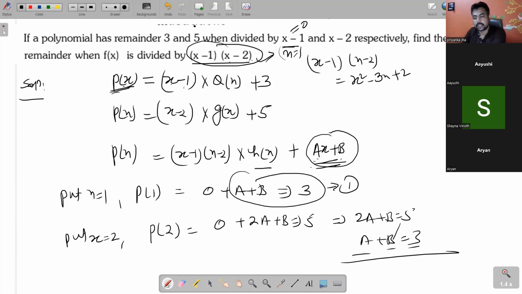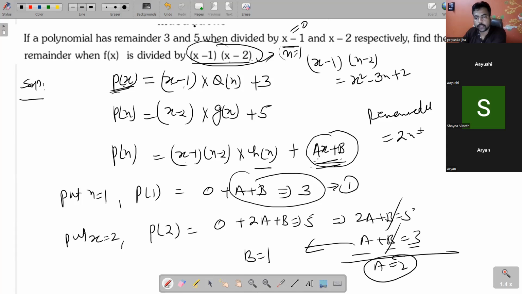You can see, subtracted, gone, a equal to 2. Put in any of the equations, b you will get 1. So your remainder is, a is 2, so 2x plus b, b is 1, 2x plus 1. Understood?